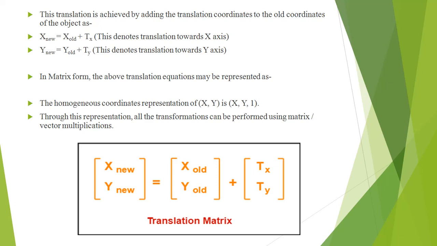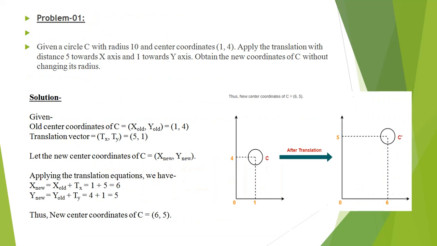We can also calculate the translation transformation using the translation matrix. See, this is the translation matrix: x new, y new equals x old, y old plus tx, ty. We already know tx and ty, and the values of x old and y old are given in the problem statement. So we are discussing one problem statement of the translation transformation.